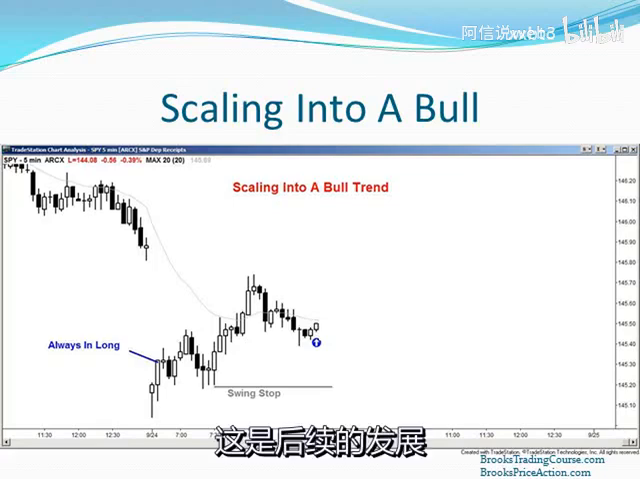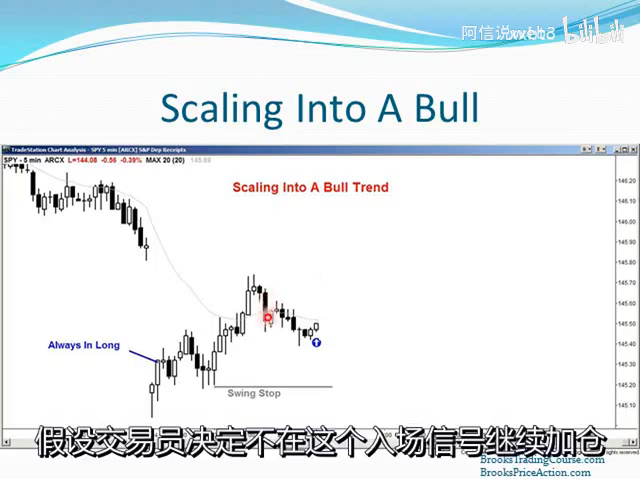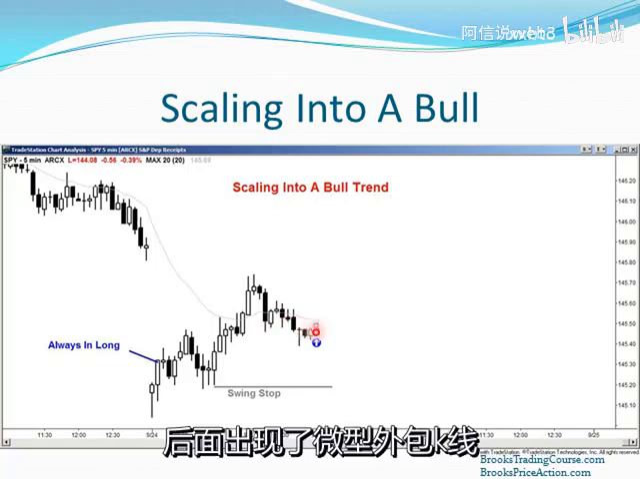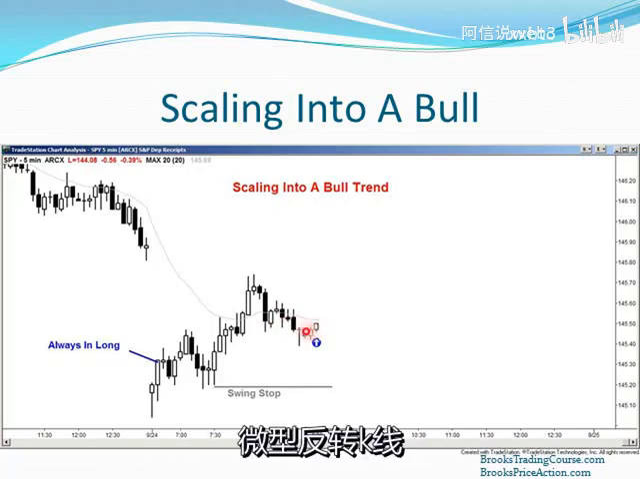Okay, this is what took place. Let's say the person decided not to take this buy, two-bar reversal, thinking the breakout was strong enough, maybe we'd have a second leg down. And then they have this small outside up bar, basically a small two-bar reversal, two legs down.